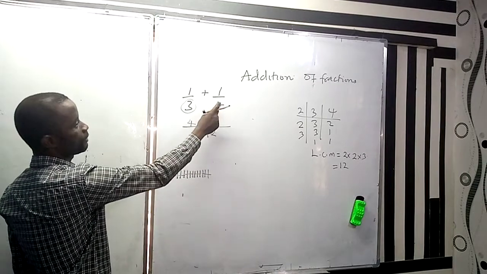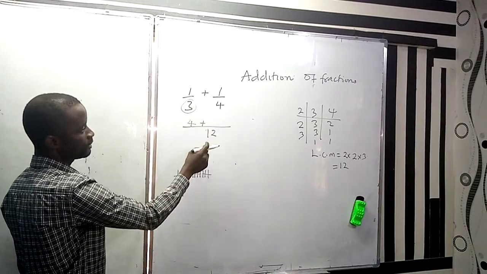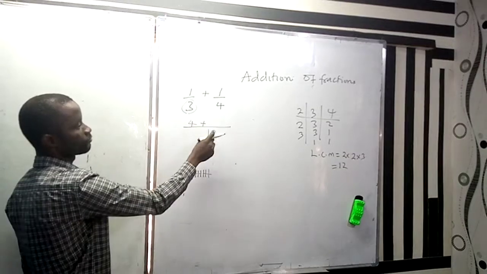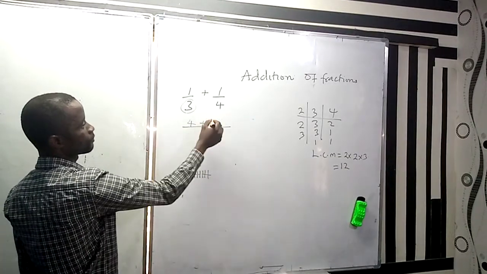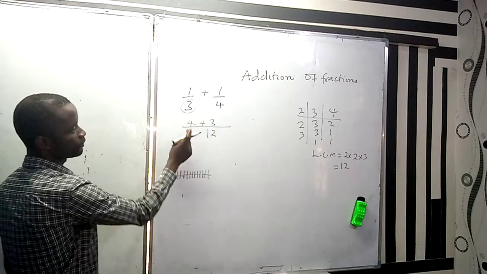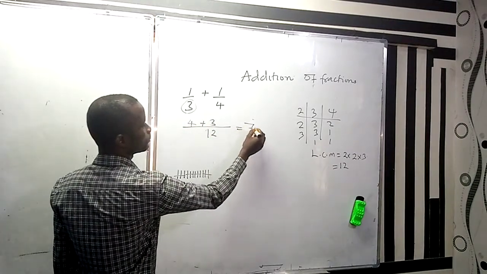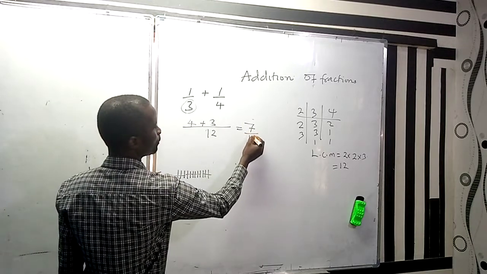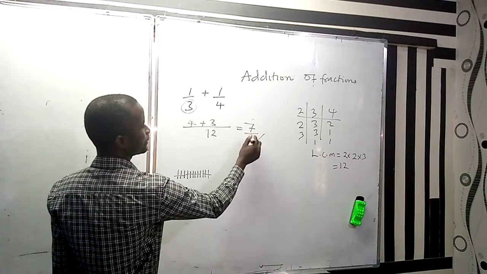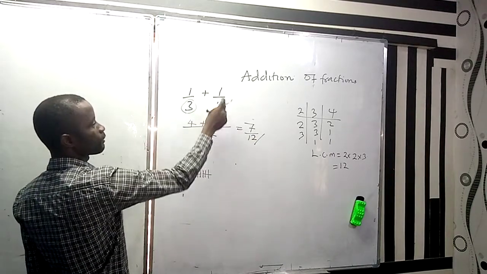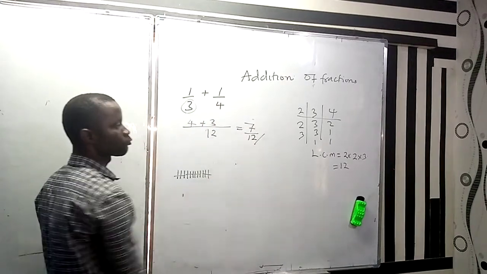Plus, how many times does 4 divide 12? Since 3 divides 12 by 4, that means 4 will divide 12 by 3. That means 3 times 1 is 3. And then you add 4 plus 3 equal to 7, and then over 12. 1 over 3 plus 1 over 4 is 7 over 12.